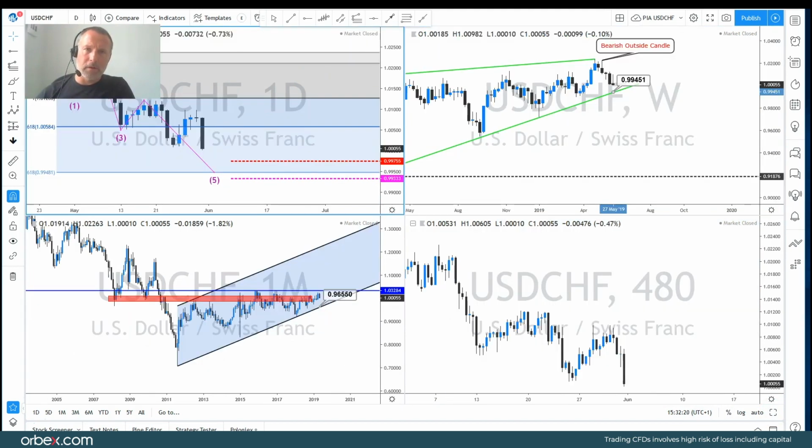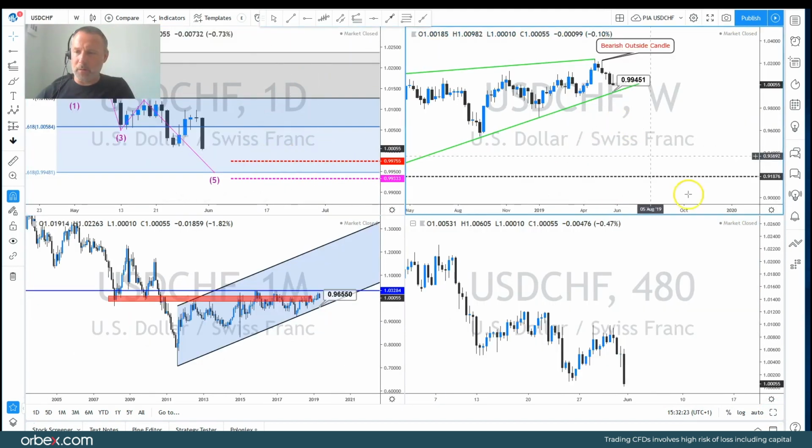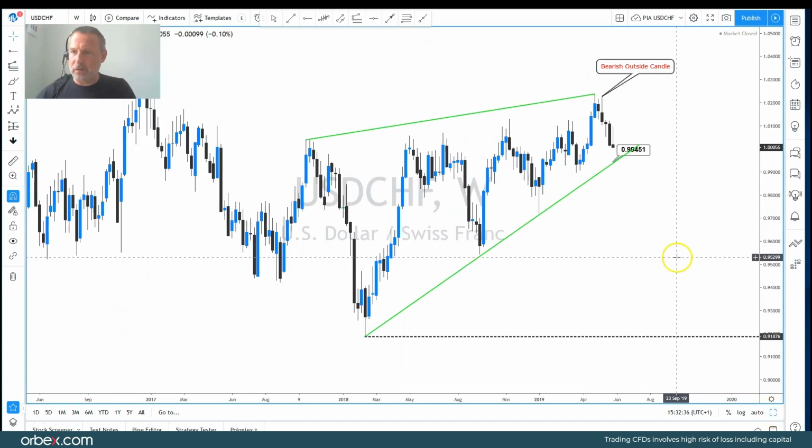Dollar Swiss has been a really interesting pair. We've got quite a few confluence areas here, so basically areas where we've got either support, Fibonacci, bespoke, or trendline. If we look at this chart, we've got a bearish outside candle. Again, we like these bearish outside candles, posted very close to the high. That often indicates that the bullish trend has come to an end, and we're starting a new downward bias.